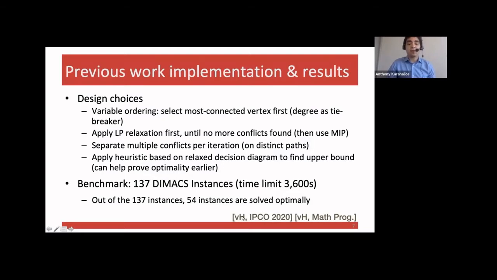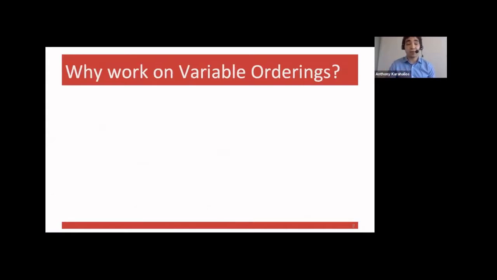Now, van Hoeve found that of 137 DIMACS instances, which is a common benchmark set of instances for the graph coloring problem, with a timeout of 1 hour on the algorithm, 54 of the instances were solved to optimality using a variety of these settings. We're going to discuss the variable ordering today, as it's been shown in previous literature that this is one of the most important decisions to make when working with decision diagram-based algorithms.